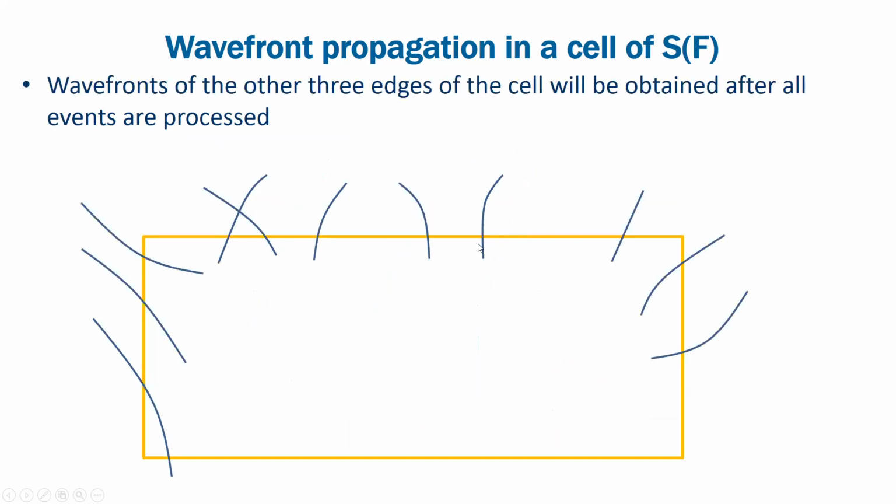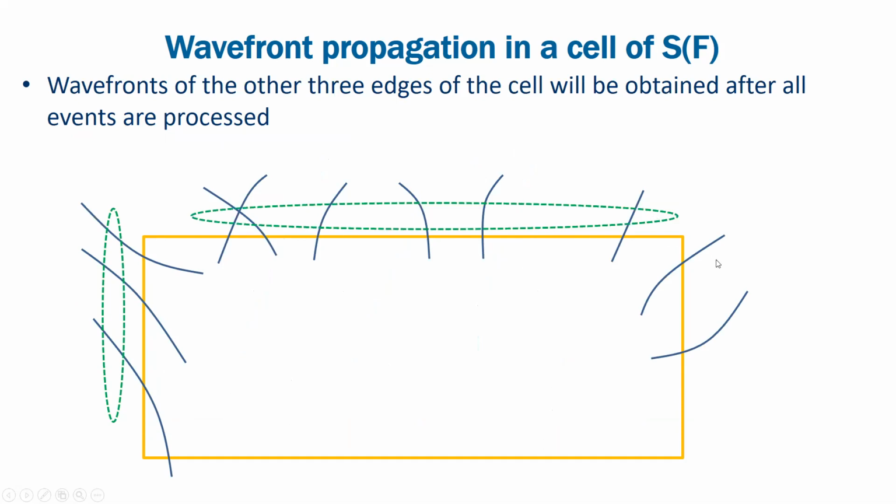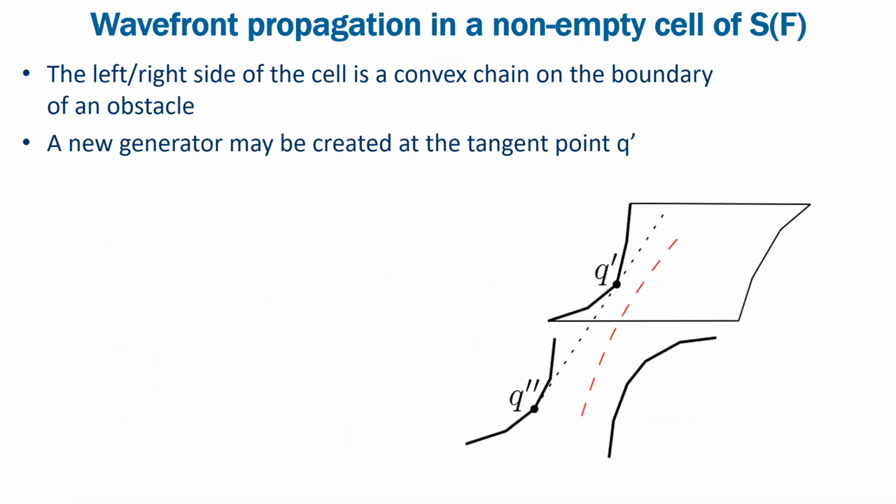And eventually, after we process all the events, we have a situation like this. These three are the wavefront for the left side, and those are the wavefront on the top side. And these two are the wavefront on the right side. So this is the case for a cell that does not intersect any obstacles. If, for example, the left or right side of a cell is a convex chain on the boundary of an obstacle, the situation becomes more complicated.